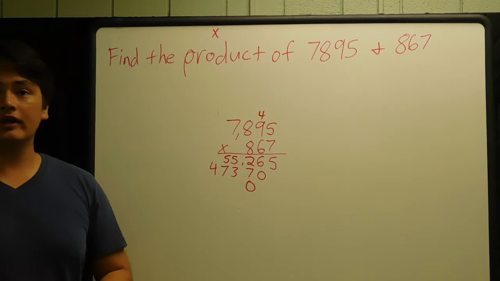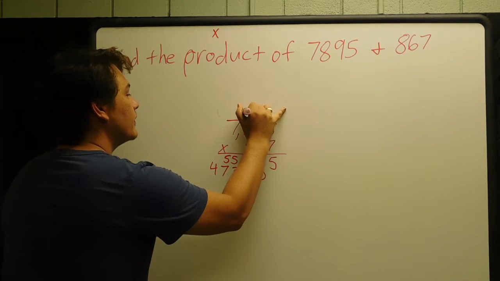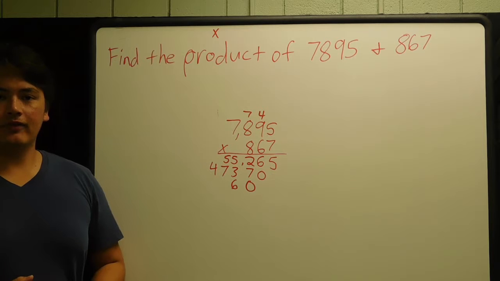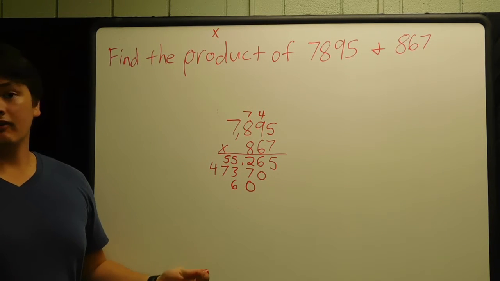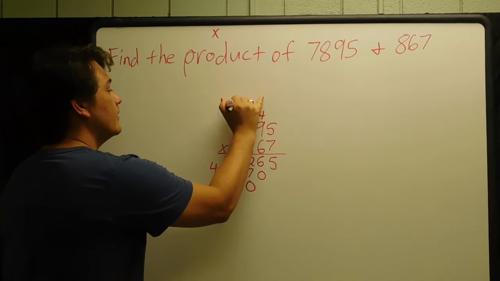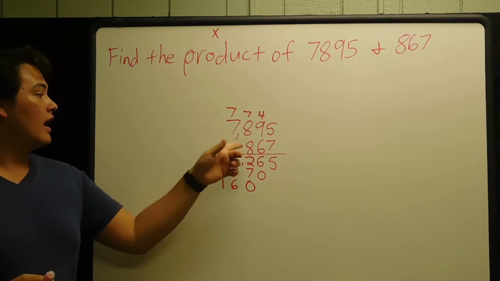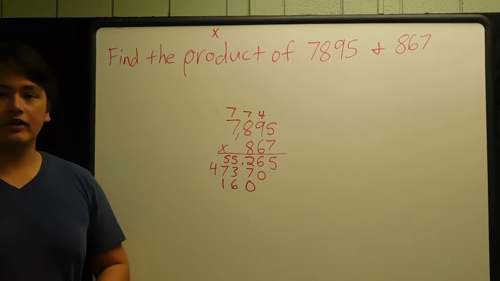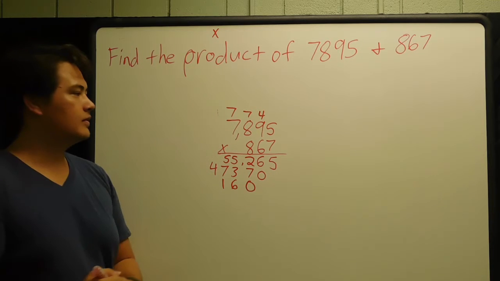72 plus 4 is going to give us 76. I'm going to put the 6 here and put the 7 here. 8 times 8 gives us 64. 64 plus 7 is going to give us 71. Put the 1 here and the 7 here. And then 8 times 7 is going to give us 56. 56 plus 7 is going to give us 63.